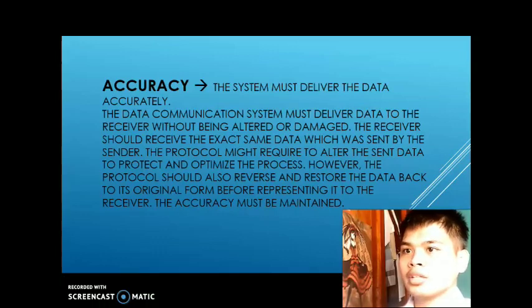The protocol might require altering the sent data to protect or optimize the process. However, the protocol should also reverse and restore the data back to its original form before presenting it to the receiver. The accuracy must be maintained.